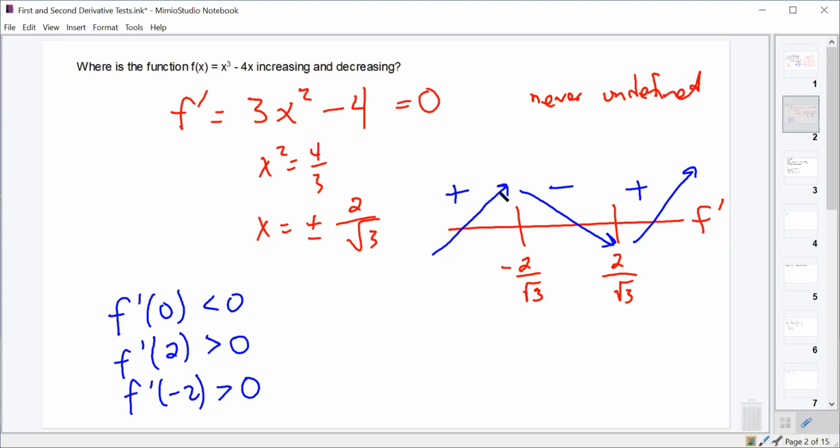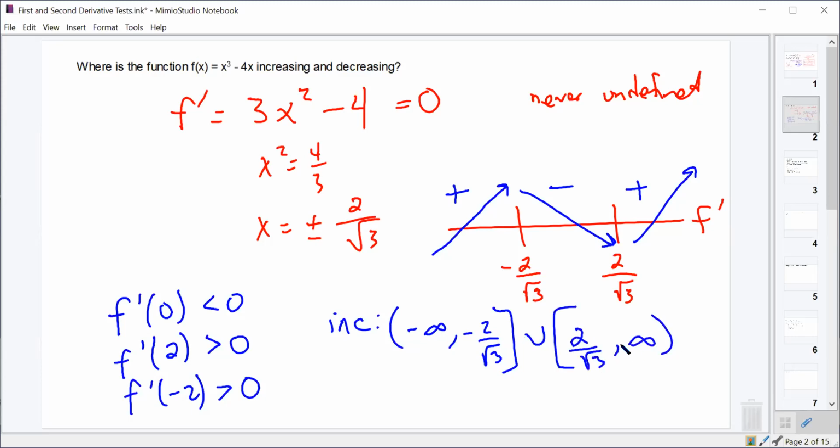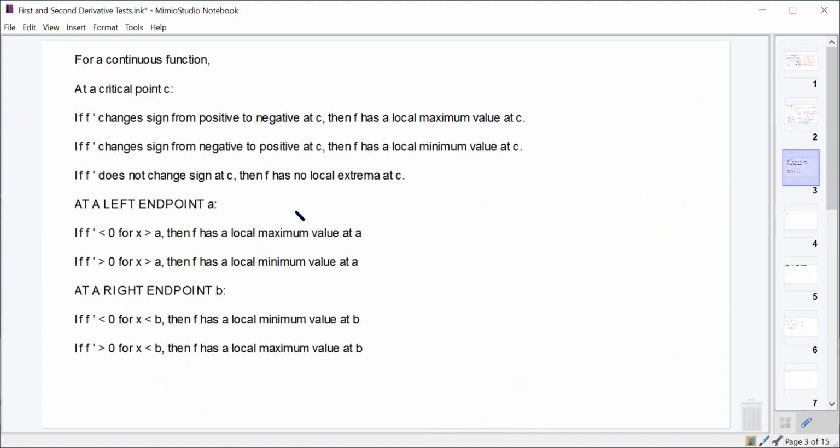All right. So we would then state that this is increasing on the interval negative infinity to negative 2 over root 3 bracket union 2 over root 3 to infinity. And it's decreasing on the interval between. Any questions on that? Nope. All right, cool.